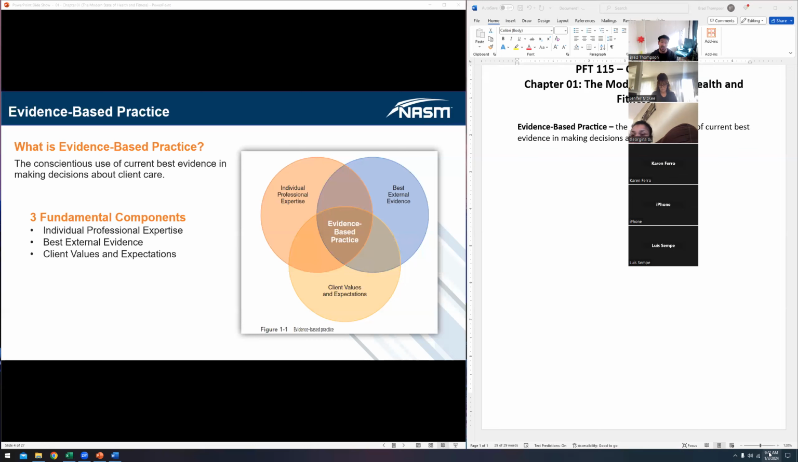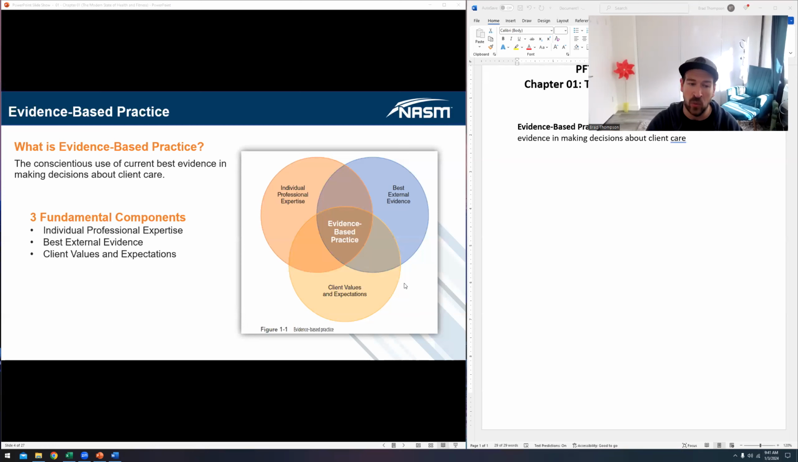So our recommendations for carbohydrates have shifted over the years. It used to be 45 to 65% carbohydrates were the recommendations for every client across the board. Now we're finding it could be as low as 30% for some people. It just depends on how physically active you are. So that's what I mean when I say evidence-based practice, right? It's the use of the best info that we have right now when it comes to client care.